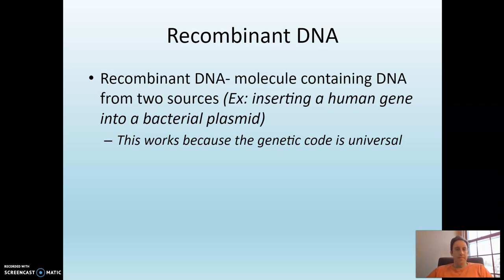Recombinant DNA is simply a molecule that contains DNA from two different sources. In other words, an example of this might be if you inserted a human gene inside a bacterial plasmid, and we're going to look later at why that might be an interesting thing to try. This works, remember, because the genetic code is universal, meaning that if a piece of DNA finds itself in a bacterial cell, it will be transcribed and translated in the exact same way to form the exact same protein as it would if it found itself in a human cell.